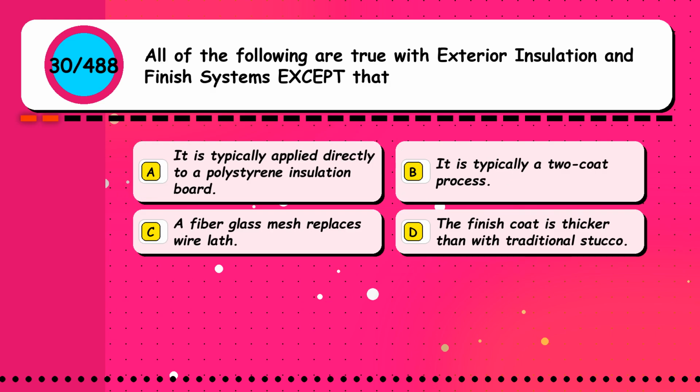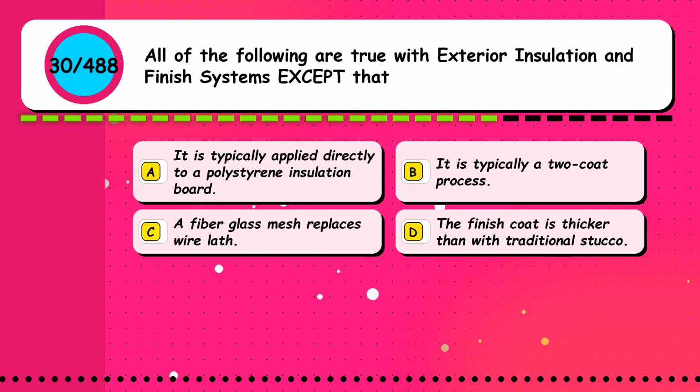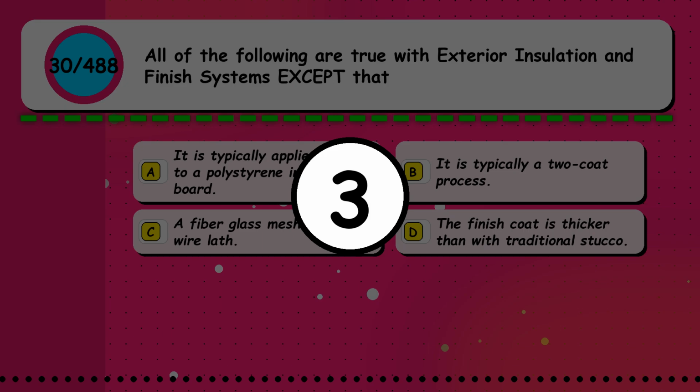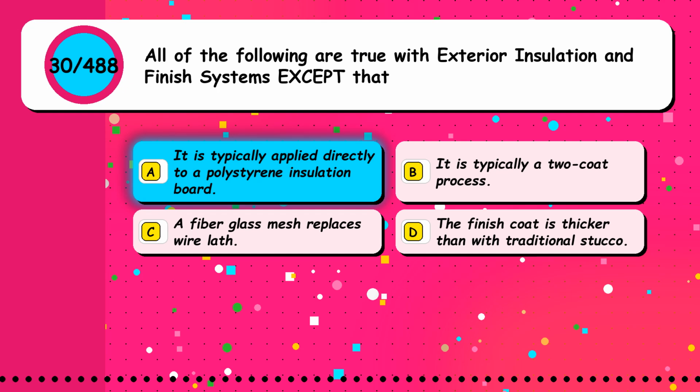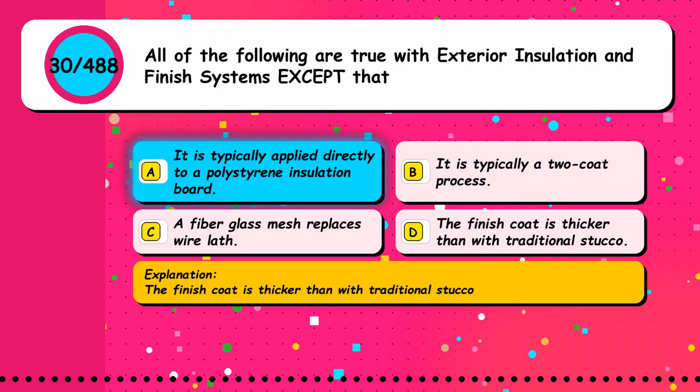Question 30. All of the following are true with exterior insulation and finish systems except that: Option A. It is typically applied directly to a polystyrene insulation board. Option B. It is typically a two-coat process. Option C. A fiberglass mesh replaces wire lath. Option D. The finish coat is thicker than with traditional stucco. The correct answer is option A. It is typically applied directly to a polystyrene insulation board. The finish coat is thicker than with traditional stucco.